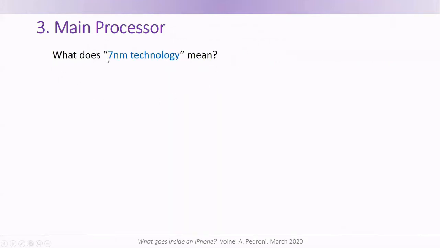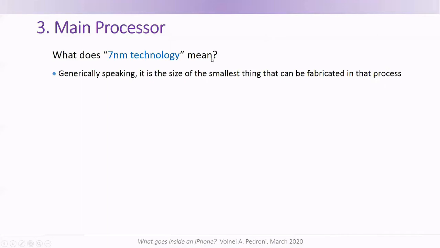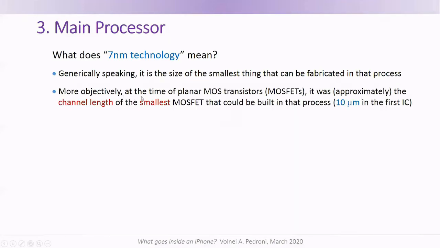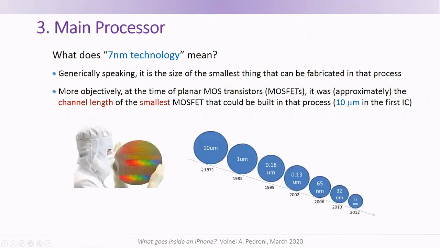But what does 7 nanometer technology mean? Generally speaking, it is the size of the smallest thing that can be fabricated in that process. More objectively, at the time of planar MOS transistors, it was approximately the channel length of the smallest MOSFET that could be built in that process. Just to illustrate it, the technology node in the first integrated circuit was 10 micrometers, and that was 49 years ago. As of 2020, the technology node is 5 nanometers.